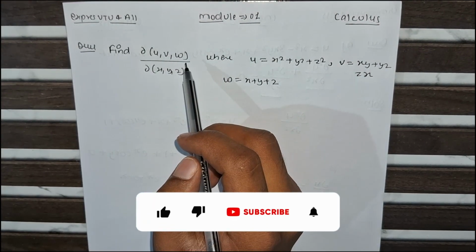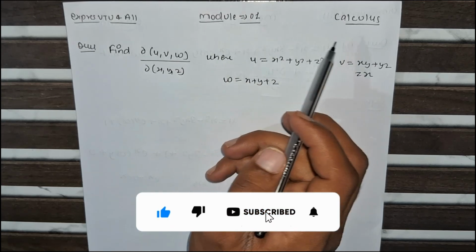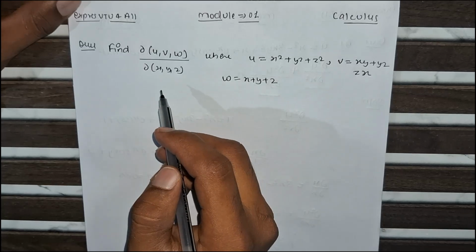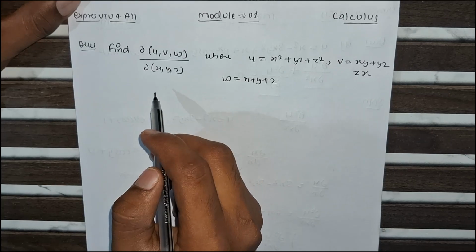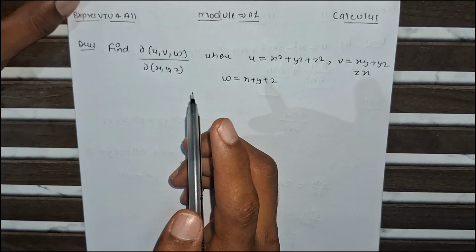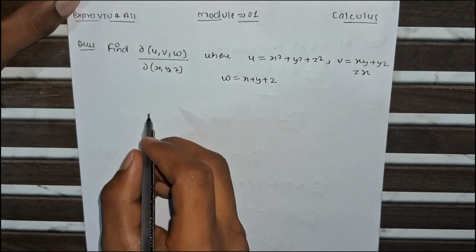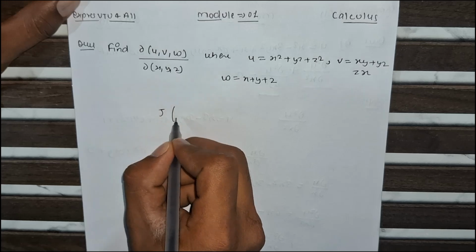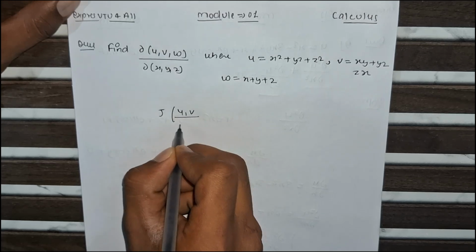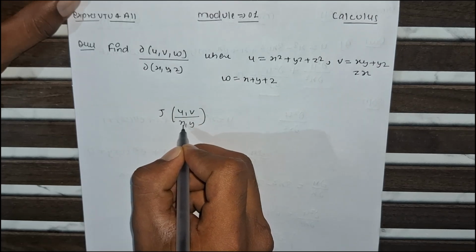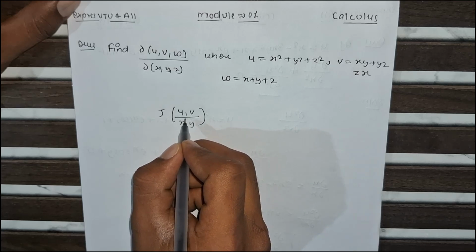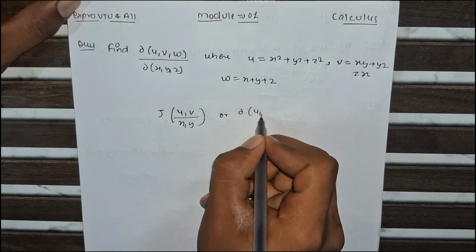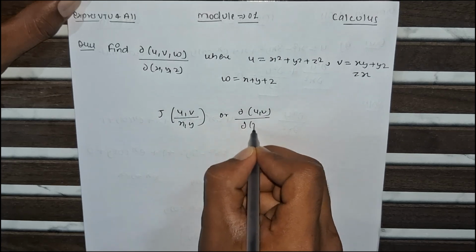Today we are going to solve a very important problem from module 1 of calculus on Jacobians. So first, we need to know the definition of Jacobians. Let u and v be functions of two independent variables x and y. The formula of the Jacobian for two variables is written as J of u comma v divided by x comma y, where x and y are the two variables for the functions u comma v, or we can say del of u comma v divided by del of x comma y.